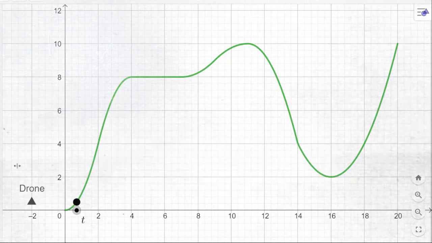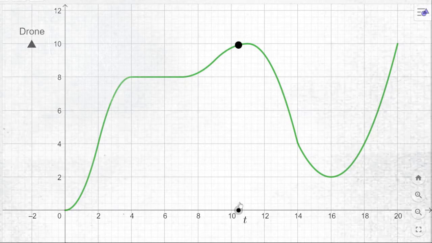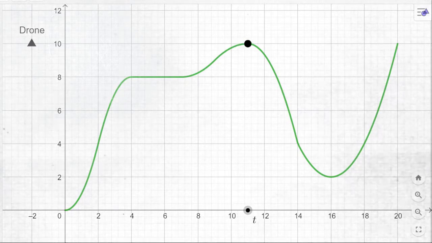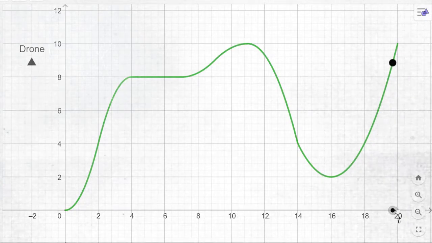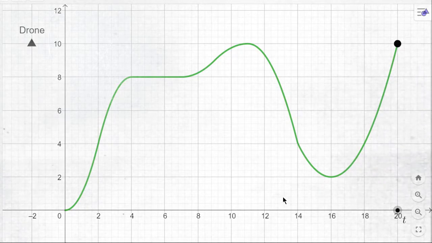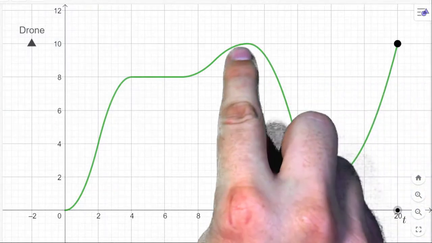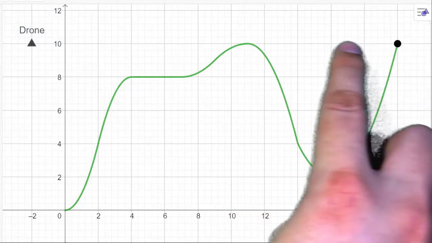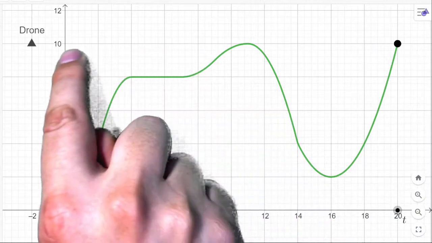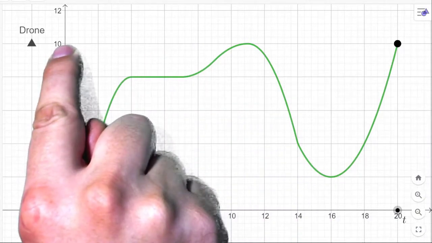Now, what about the absolute maximum? Now, we said there are two absolute maximum points. There's one here, and there's also one over here. So if somebody asks what is the absolute maximum value of the height of the drone, well, it doesn't matter which point you look at because they both have the same value, right? They both have the same height. Either way, the answer is 10.